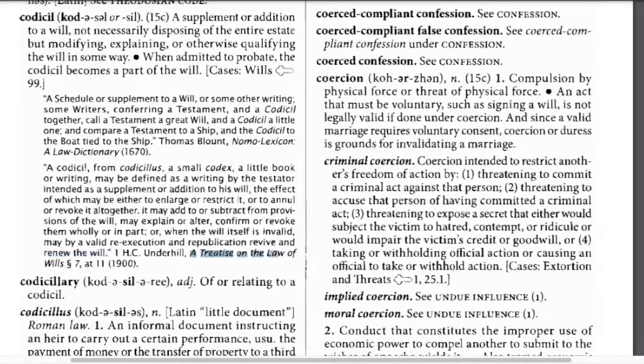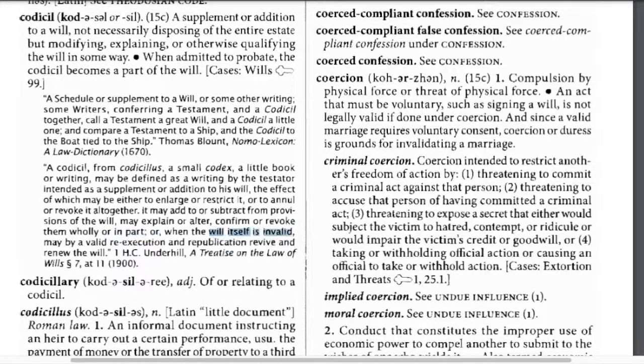A treatise on the law of wills, 1900. So the codicil. Look what a codicil can do for a will. Interesting stuff here. It says here, the effect of which it may be either to enlarge or restrict, to annul or revoke altogether, may add or subtract from provisions. It may explain or alter, confirm, revoke, wholly or in part, of a will.